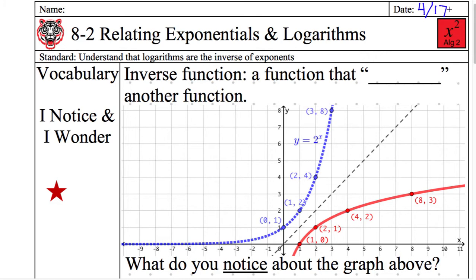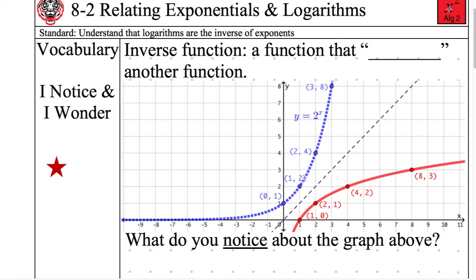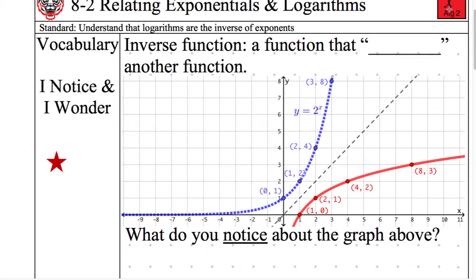All right, so let's start off with some vocab and then move on to the I notice and the I wonder. An inverse function is a function that reverses another function. This should be kind of review. We did spend about 2 to 3 weeks talking about inverse functions. There's the horizontal line test, all that stuff. Nod your head if you vaguely remember horizontal line test, inverse functions. Okay, so we're talking about inverse functions more and more now.